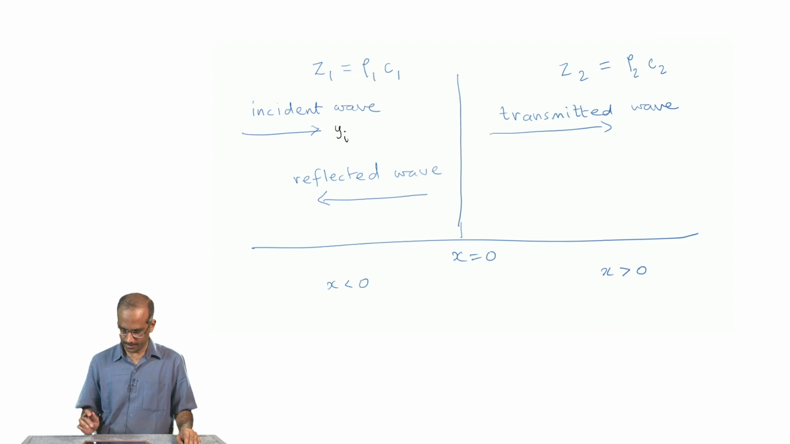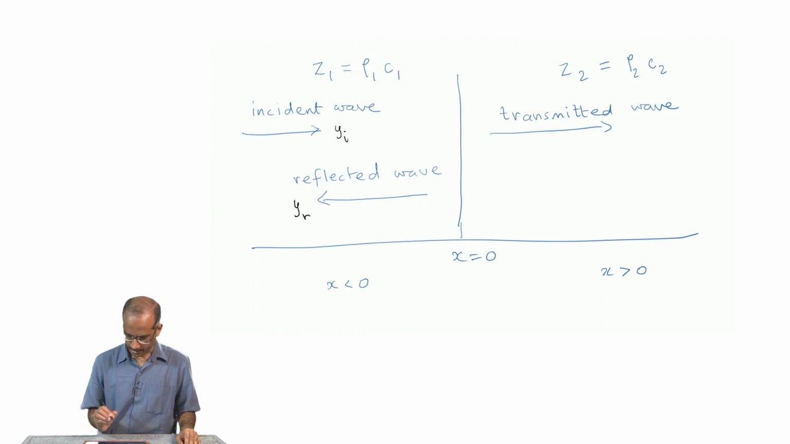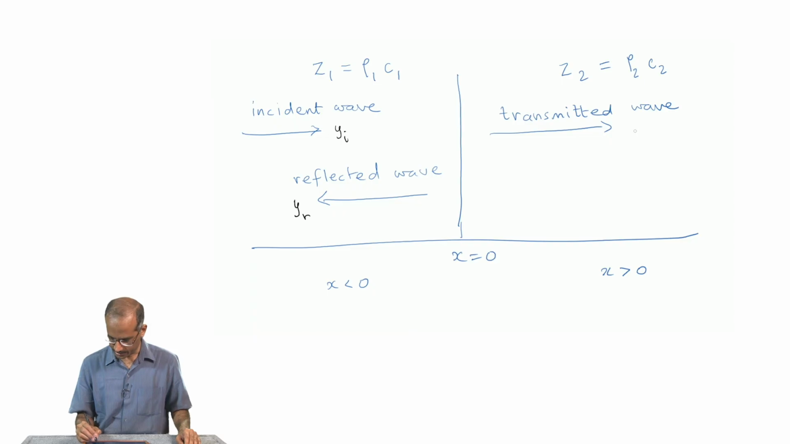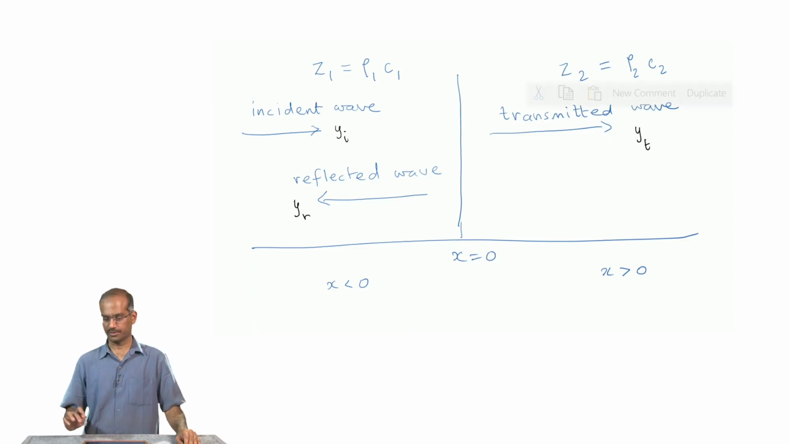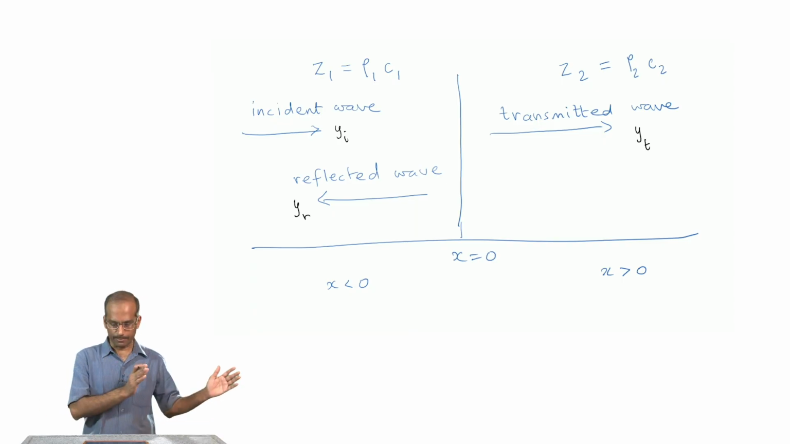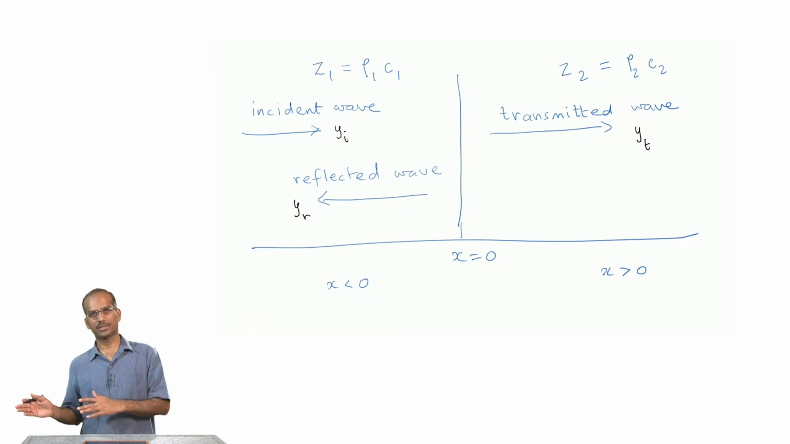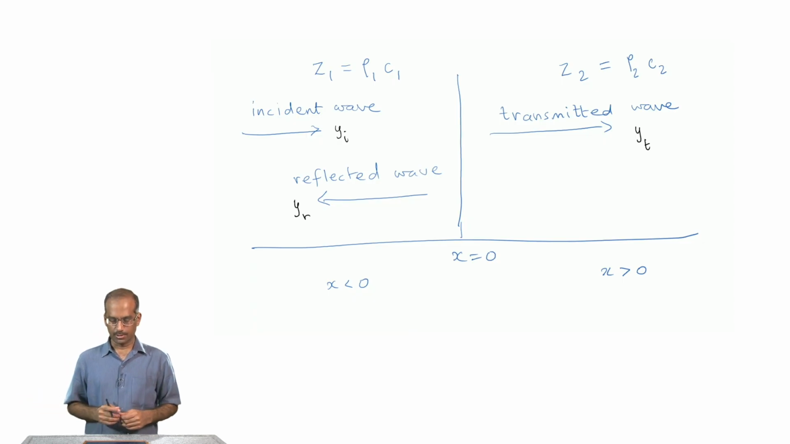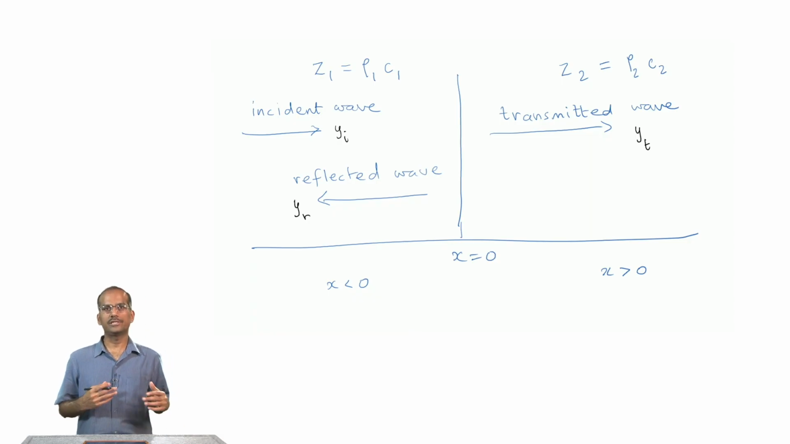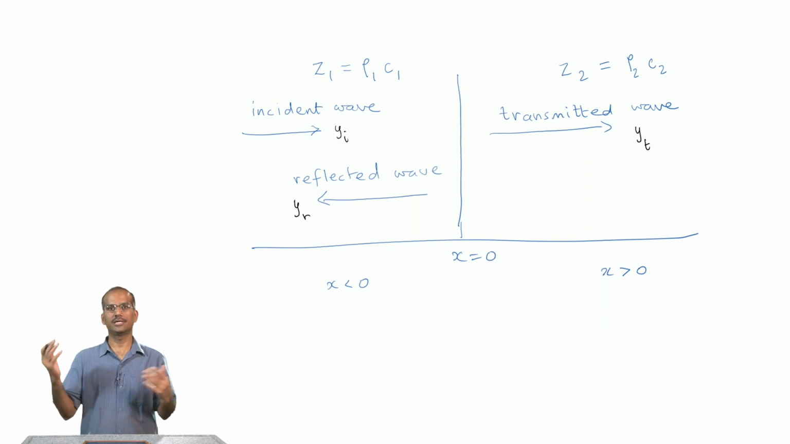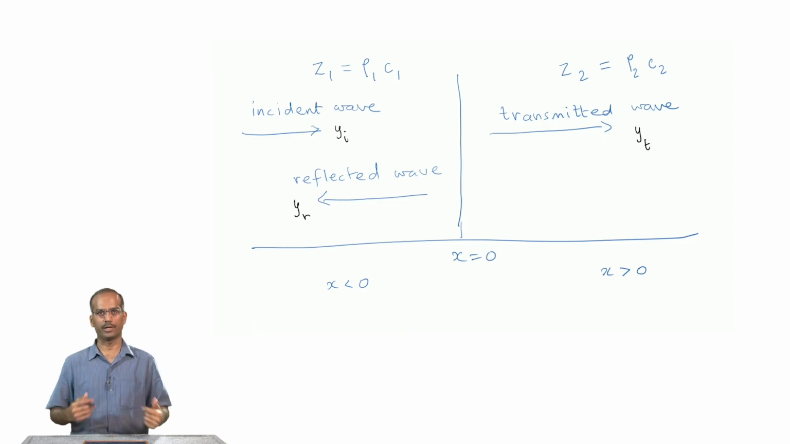So, this is y i and this is y r, the reflected wave, and this is y t, the transmitted wave. We need to put in some boundary conditions that would connect what happens at x less than 0 to what happens at x greater than 0. Typically, when you see such things happening where a wave goes from one medium to another, you will not see the displacement suddenly changing in value just because it has changed from one medium to another.